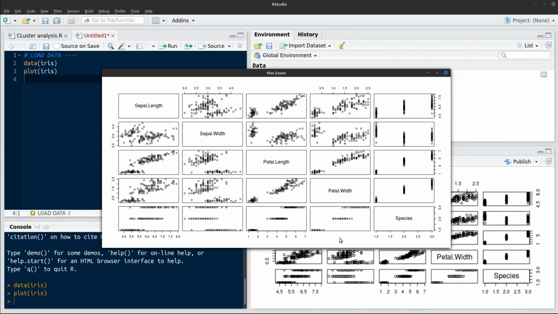Most of the time, if we're running cluster analysis, we won't have any indication as to group membership. But in this case, as we do, it can be quite useful to use this group membership as a sort of validation for how well our clustering algorithms are performing.